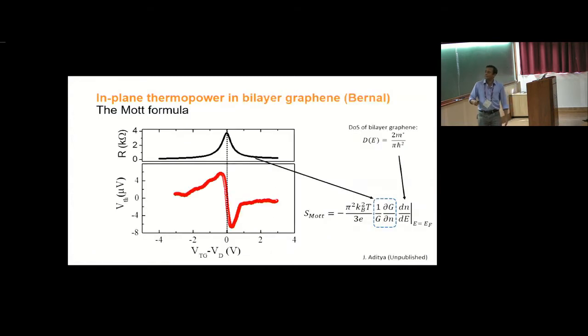Okay. This is something which Aditya did in our lab. Essentially, you can see how nicely this bilayer graphene data agrees with the Mott semi-classical description. This is the resistance as a function of gate voltage, and then this is the measured thermopower across the system. If you simply take this derivative from the experiment and use the density of states of bilayer graphene, which is the standard parabolic one, you get an extremely nice agreement with the semi-classical description. Very good. So we know what we are measuring.